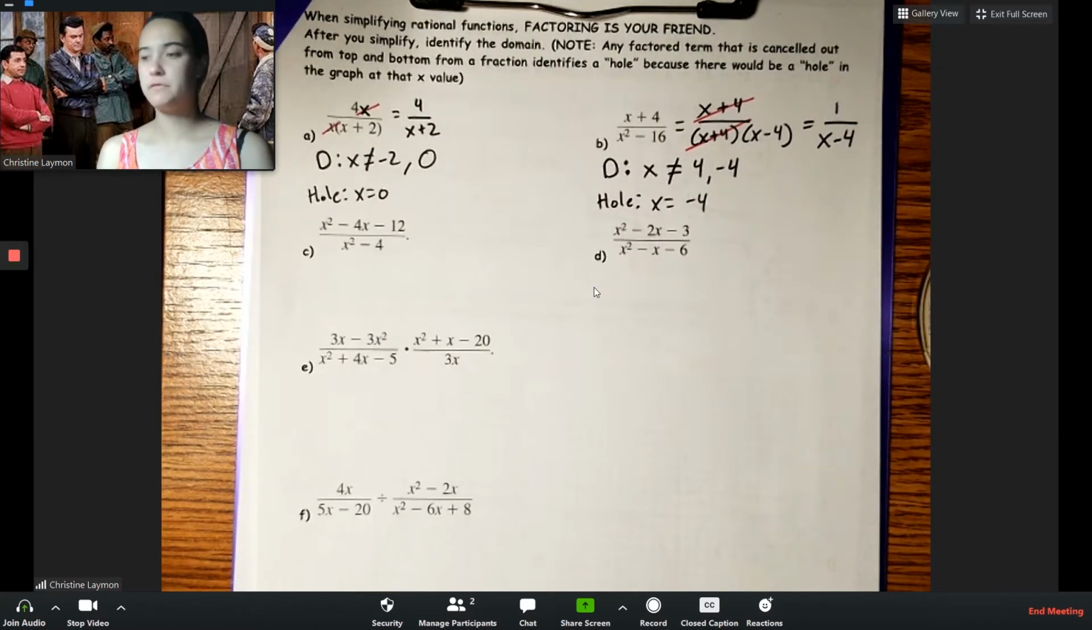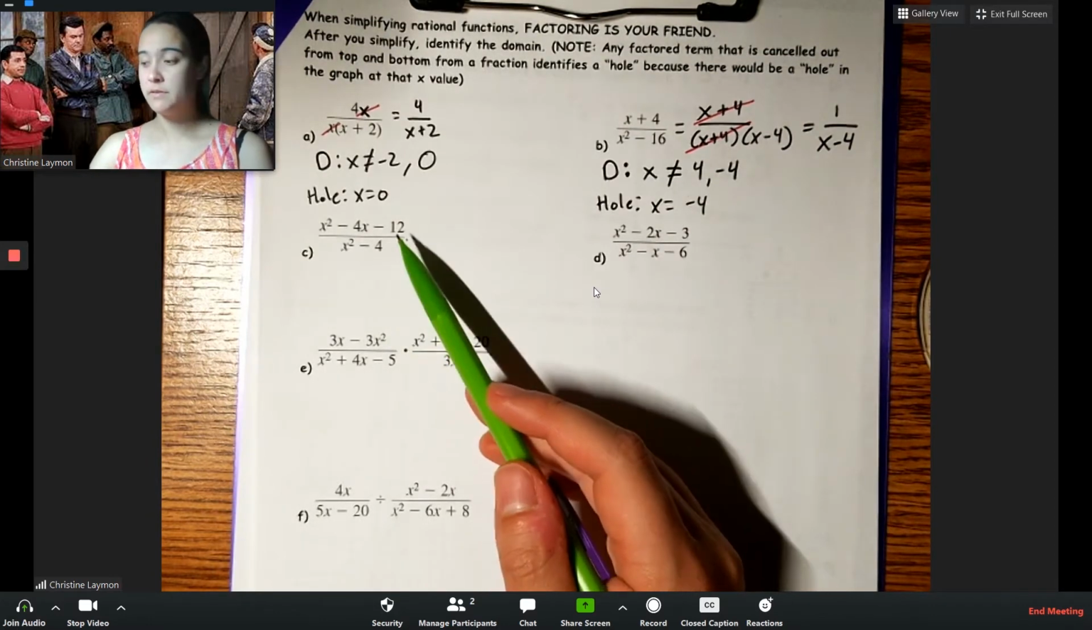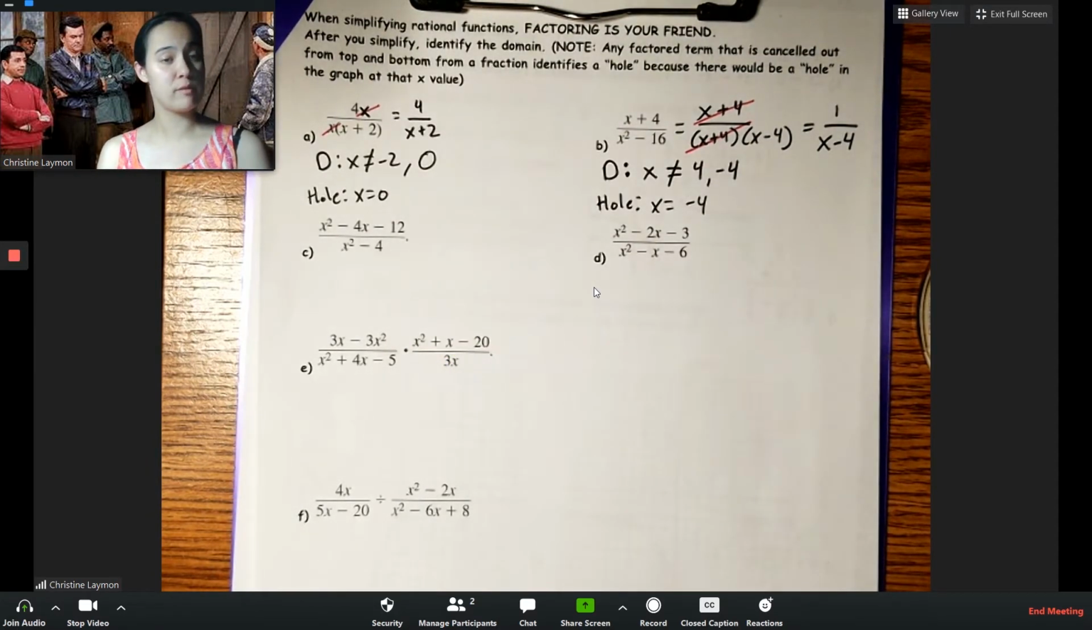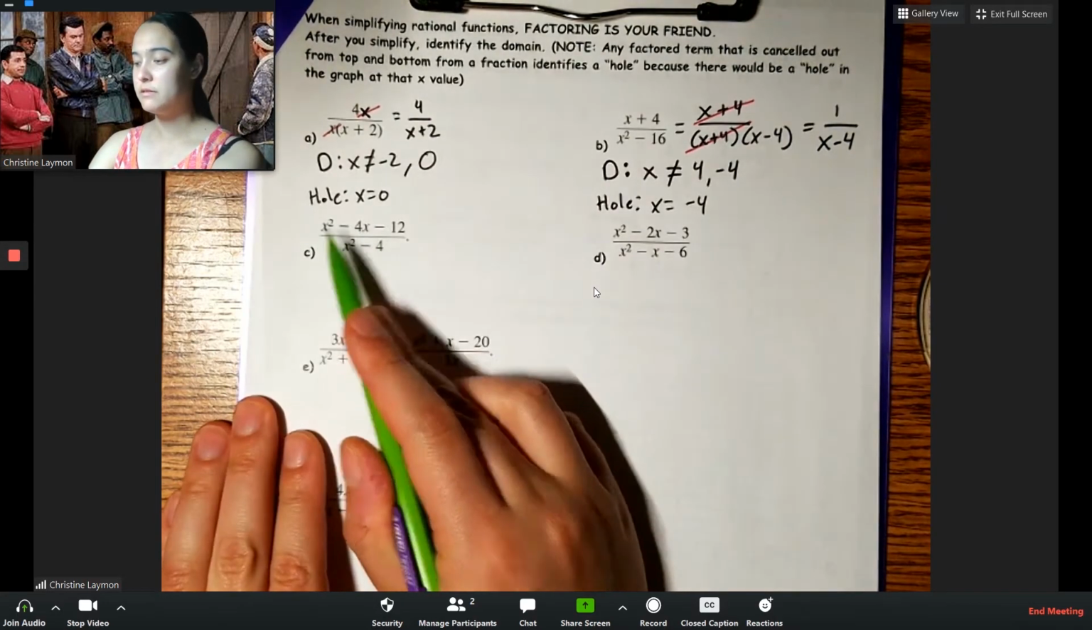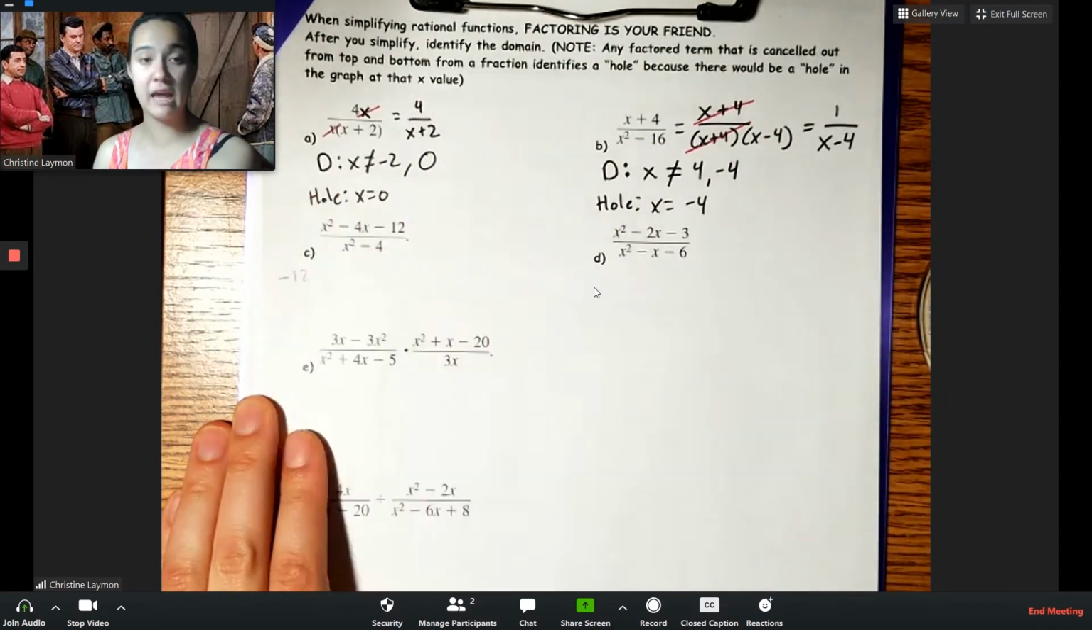All right, so for question C, we have x squared minus 4x minus 12 over x squared minus 4. Now we can see that the bottom is going to be a difference of squares. The top part is probably going to be a regular trinomial. Let's go ahead and see if we can factor it. So take a look at A times C. So 1 times -12 is -12.